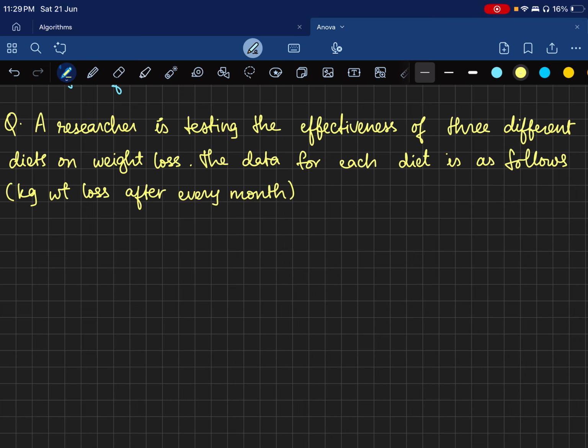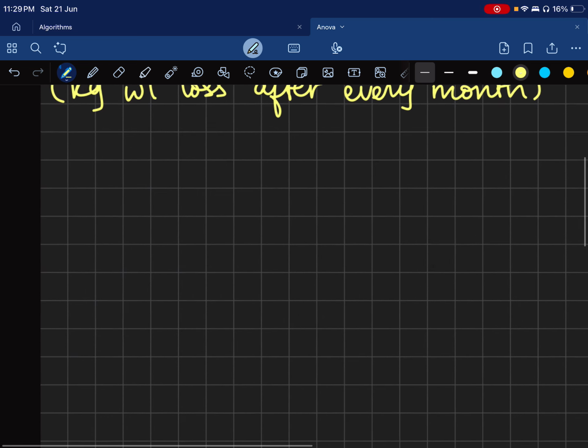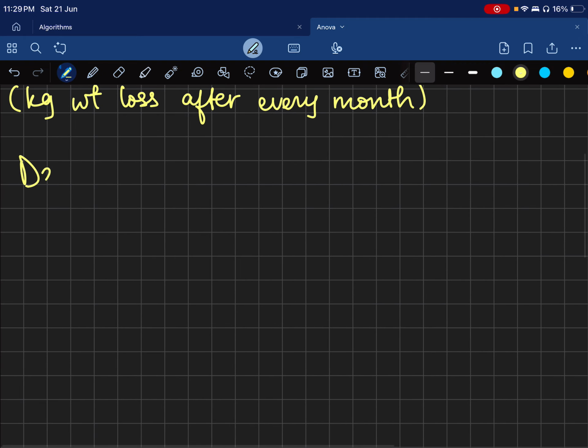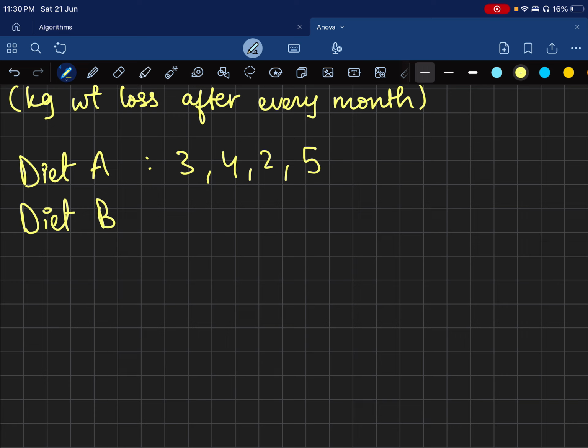So let's write down how the data looks. Diet A, the values are 3, 4, 2, 5. That means after every month, the weight loss was 3 kgs in the first month, 4 kgs in the second month, 2 kgs in the third month, and 5 kgs in the last month. Similarly, we'll have diet B and diet C.